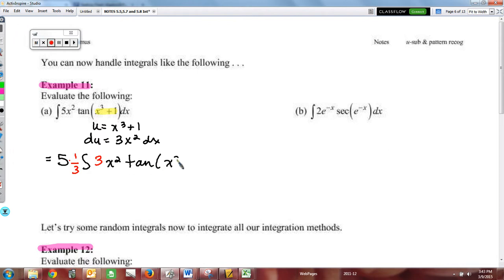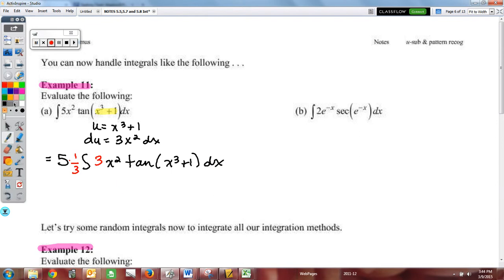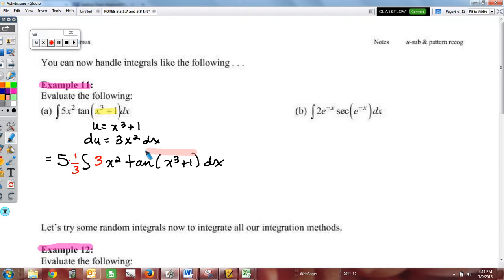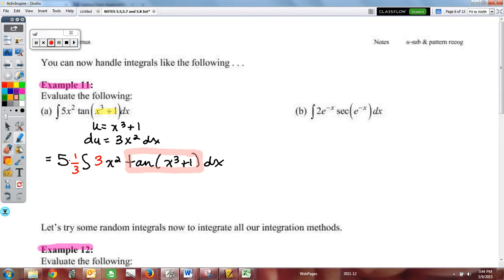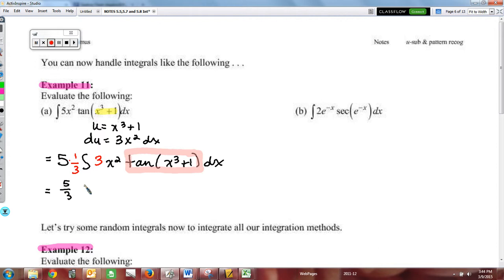Tangent of x cubed plus 1 dx. I'm using that pattern recognition. I'm deciding that the box that I'm going to pack all the stuff back in is really the tangent of u. So I can pack all of it back in. So I'm going to end up with 5/3. Pack all the outside stuff back in. That becomes your du. And then I am looking at an integration of the form the antiderivative of tangent of u.